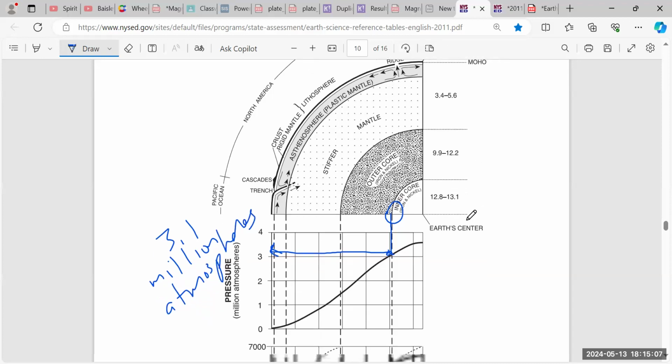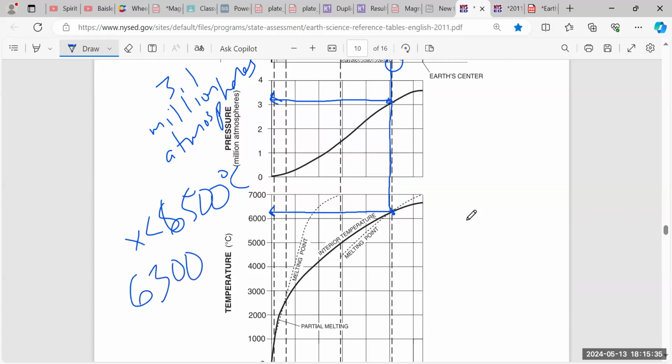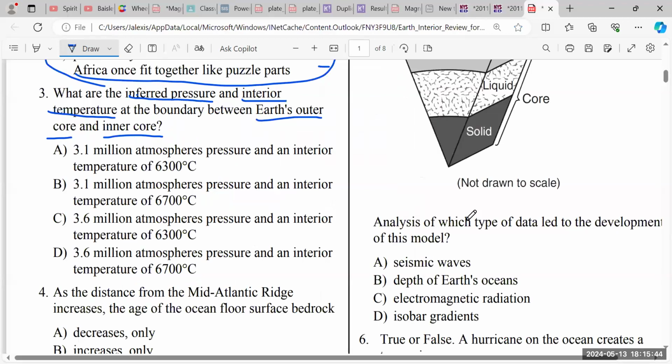All right. And now when I'm scrolling down for the temperature, still following that boundary line, you hit where it says interior temperature, and it definitely looks to be less than halfway, right? And because it's less than halfway, it has to be a number that is definitely less than 6,500 degrees Celsius. So in this case, based on the options, 6,300 degrees Celsius looks like the best answer. And which one shows 3.1 million atmospheres and 6,300 degrees Celsius is going to be choice 1.